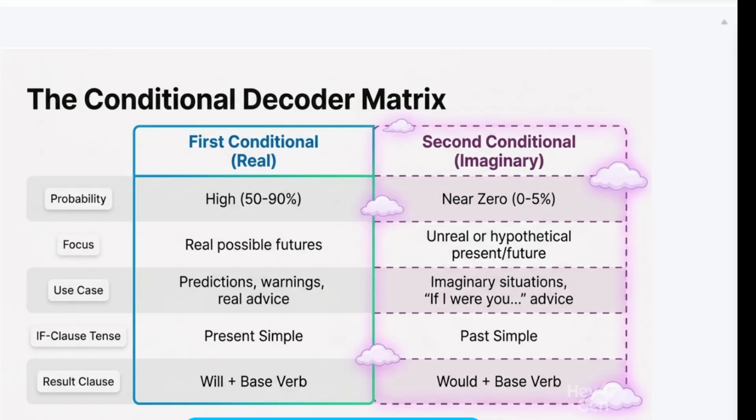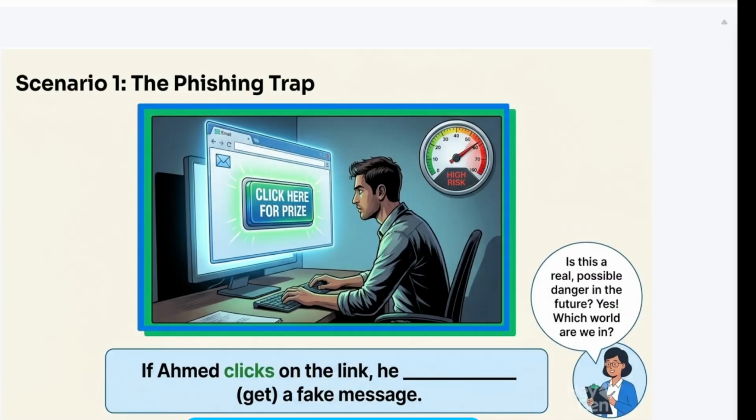The second conditional describes unreal or hypothetical situations. Its probability is very low, around 0 to 5%. We use it for imaginary situations and advice, such as, if I were you. The if clause uses the past simple, and the result clause uses would plus the base verb. So the key difference is simple. First conditional, real and possible. Second conditional, imaginary or unlikely.